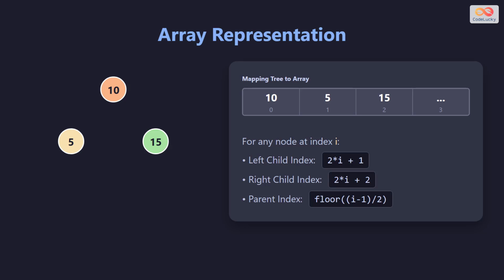Although we visualize heaps as trees, they are efficiently implemented using simple arrays. We can map every node to an index. For a node at index i, its left child is at 2 times i plus 1, and its right child is at 2 times i plus 2. This allows us to traverse the tree without needing pointers.